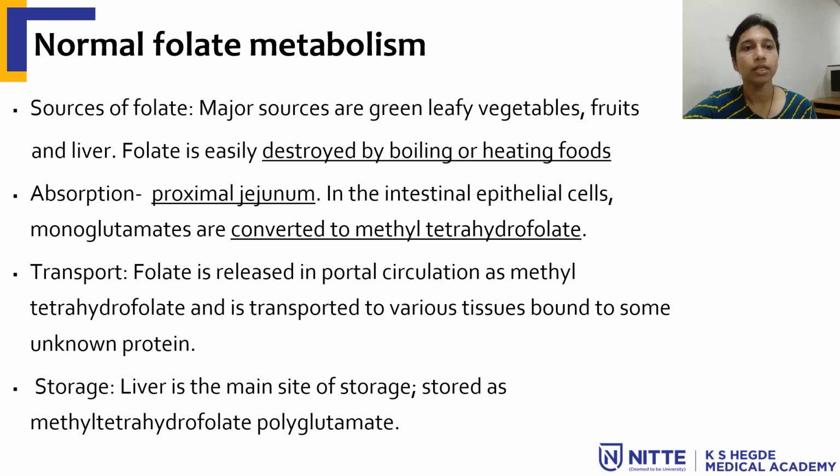So coming to normal folate metabolism, the sources of folate are mainly green leafy vegetables, fruits, or liver. Folate is easily destroyed by boiling or heating food, whereas vitamin B12 is not destroyed by cooking. Absorption takes place in the proximal jejunum, and in the intestinal epithelial cell, the monoglutamate which is absorbed will be converted into methyl tetrahydrofolate, which is also a transport form of folate. Once it is absorbed, the excess folic acid will be stored in the liver.